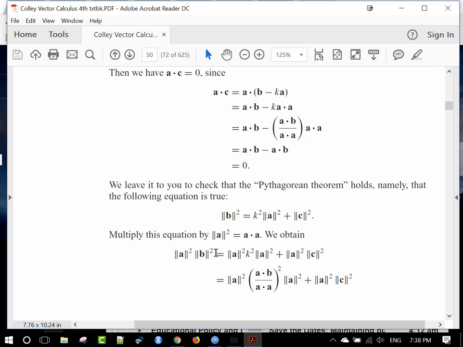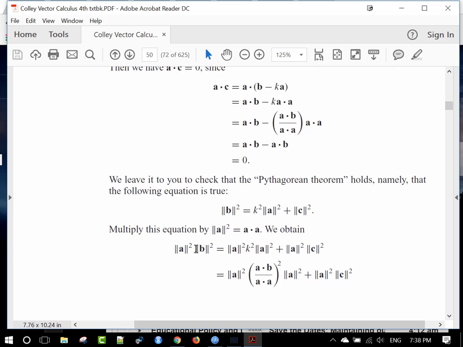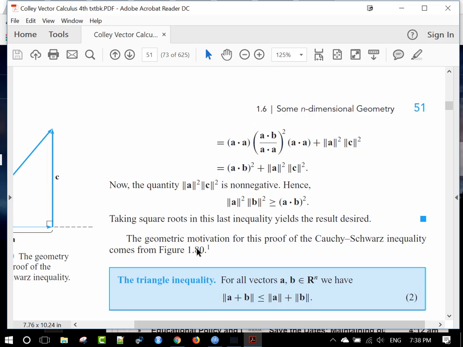So now what we had on the left side of the equal sign was this, and now we have this is equal to this plus this, and this is obviously not negative, so that means that the left-hand side is greater than or equal to this. That's what they say, the left-hand side is greater than or equal to that. Then taking the square root of both of these, we get what we were trying to prove, which was this.